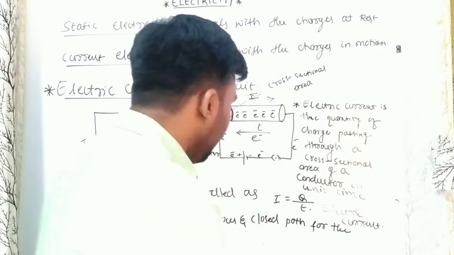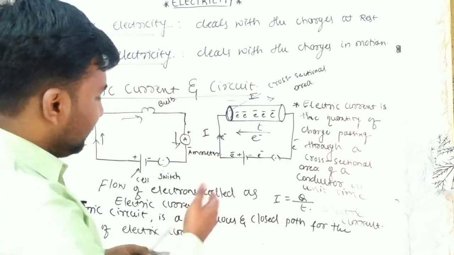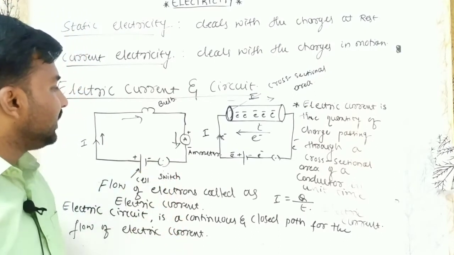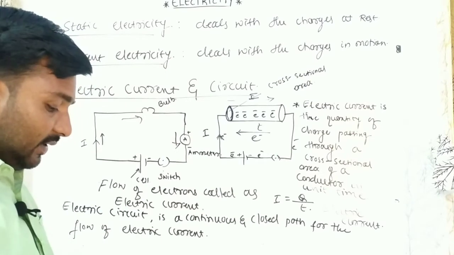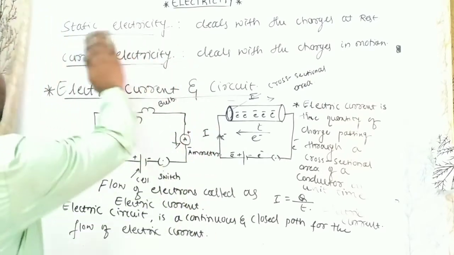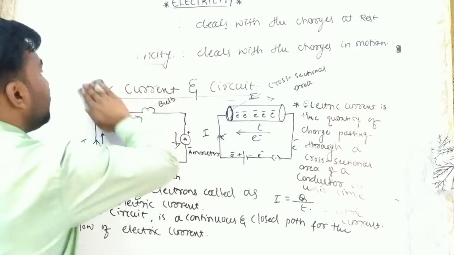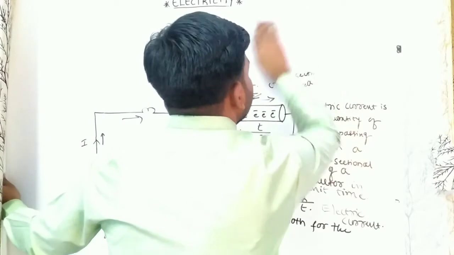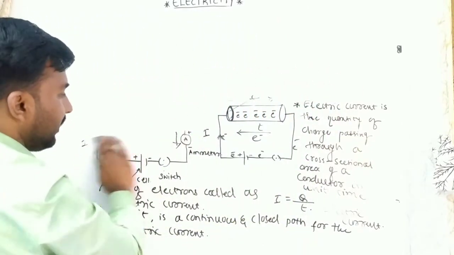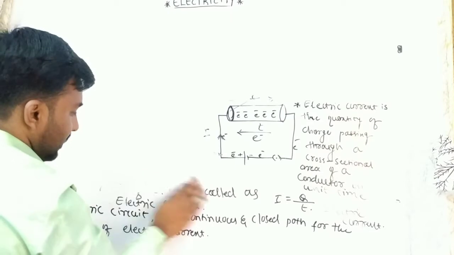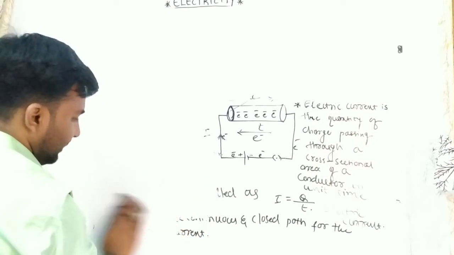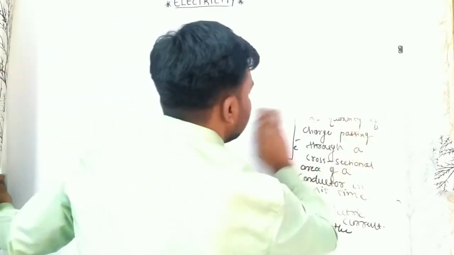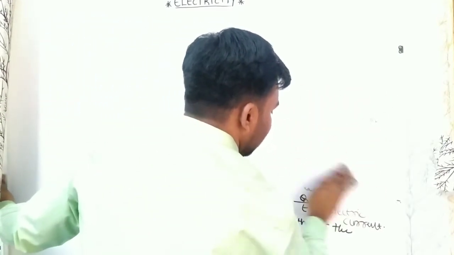Okay. Now, as electric current can be measured by the device ammeter, it should have some unit. The current should have a unit, then only we can say this much current is flowing. Yes, current has a unit. According to the formula, the unit is coulomb per second.